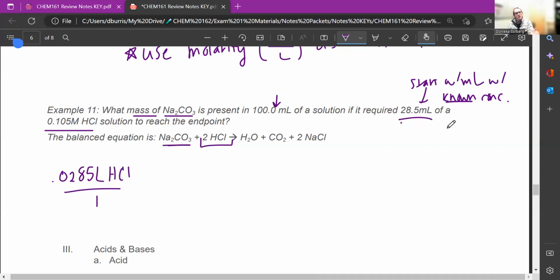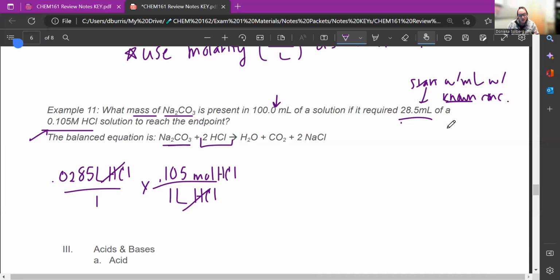Always put your starting number over 1. So that's how much HCl I used. I know the conversion factor because I know it's molarity. Molarity is moles per liter. So it's 0.105 moles of HCl for every 1 liter of HCl. See how those units work out? So my liters will go away. This is how I would convert to moles. Now you can also do it off to the side, convert using molarity equals moles over liters if you want to. That's fine, but I'm sticking with this way.